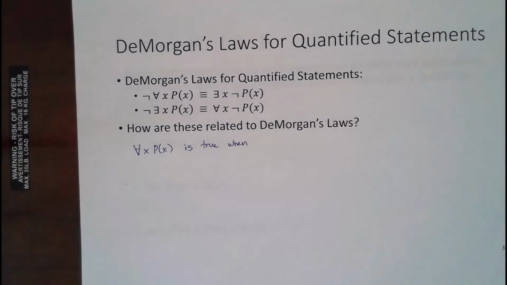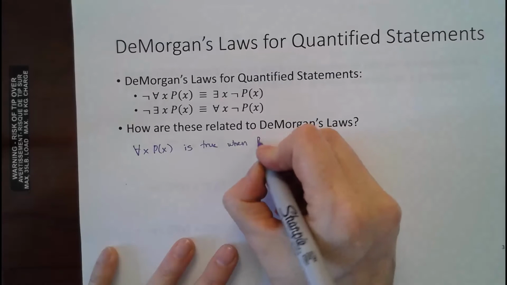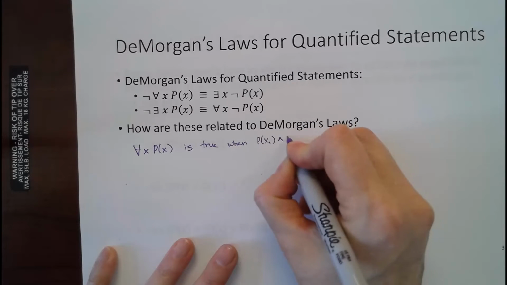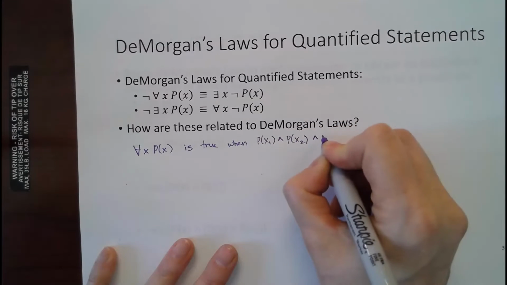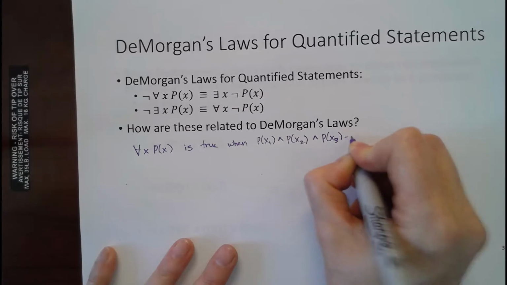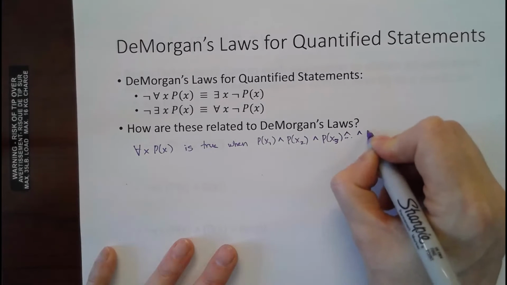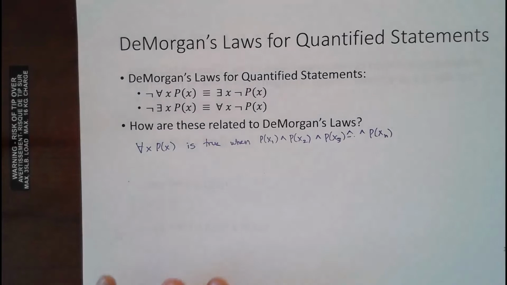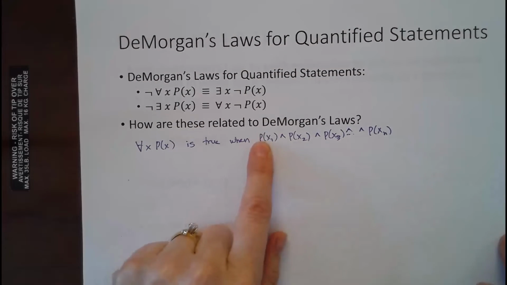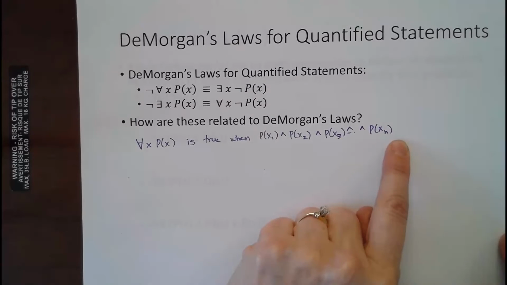When you think about what that means, it means that for every single x in the domain, p of x is true. It has to be true. So if I logically wrote this out for everything in the domain, this would be p of x1 and p of x2 and p of x3, and on it goes, and I would AND all these together until I exhausted everything in the domain. The only way for the universal to be true is if every single thing in the entire domain is true.